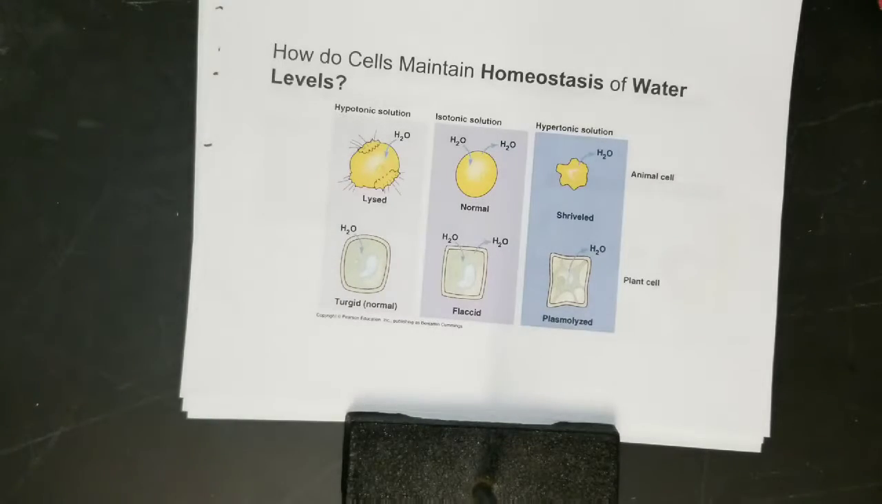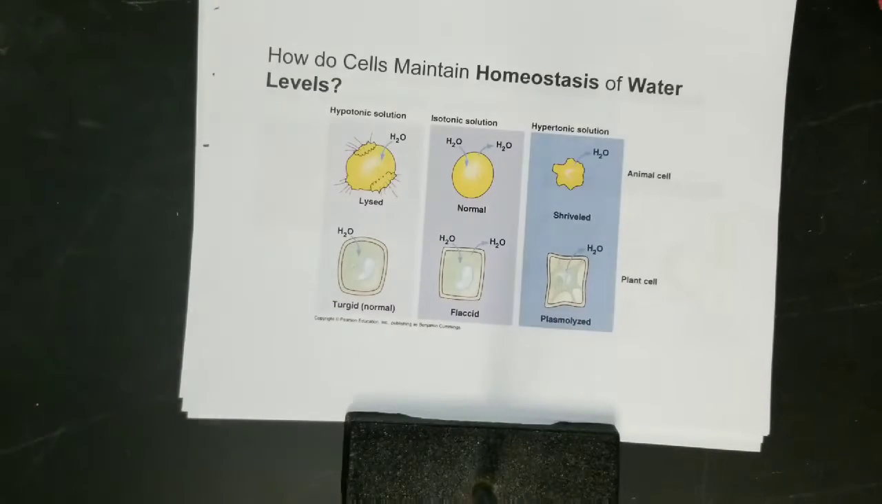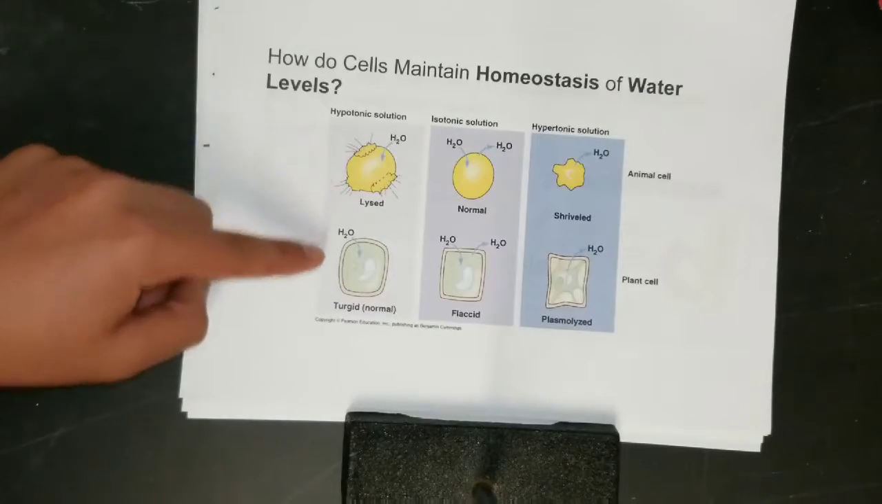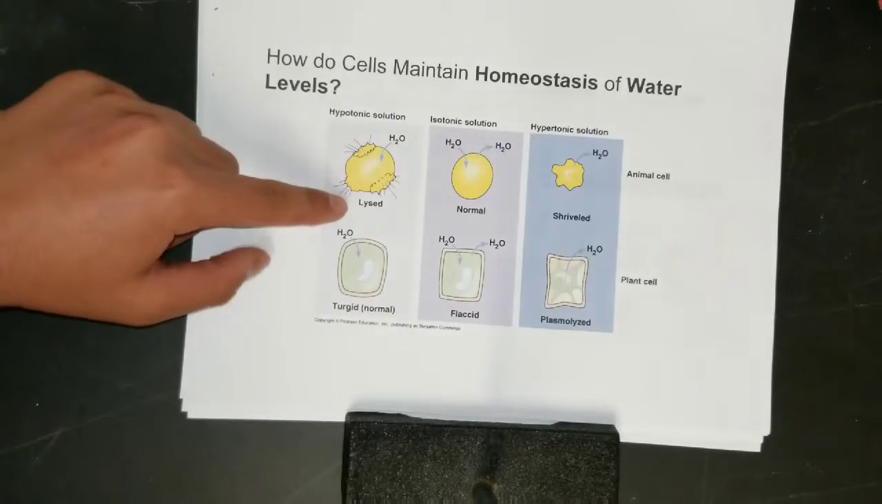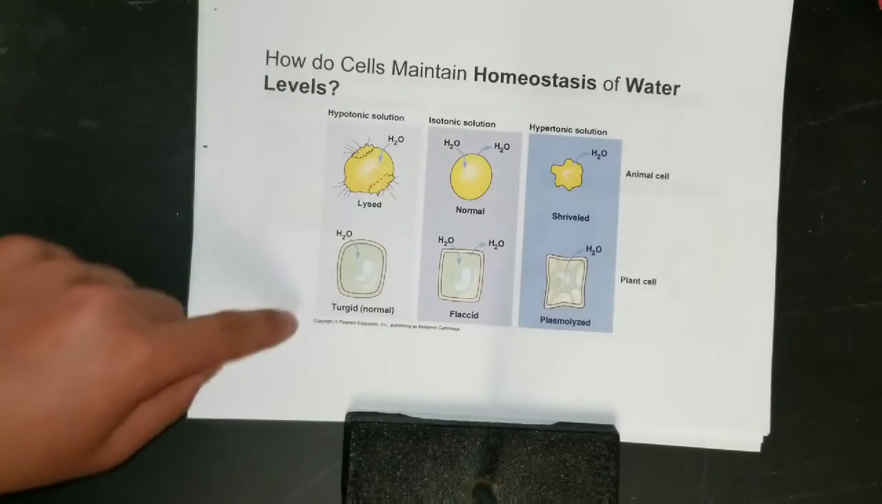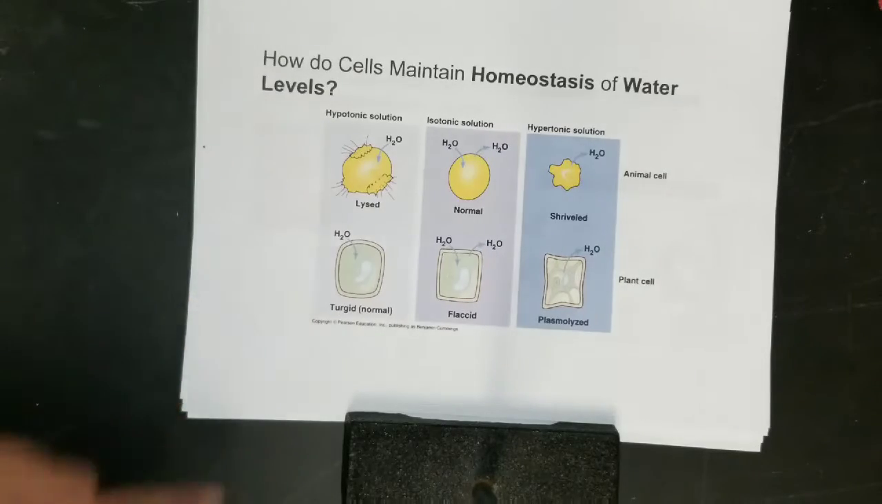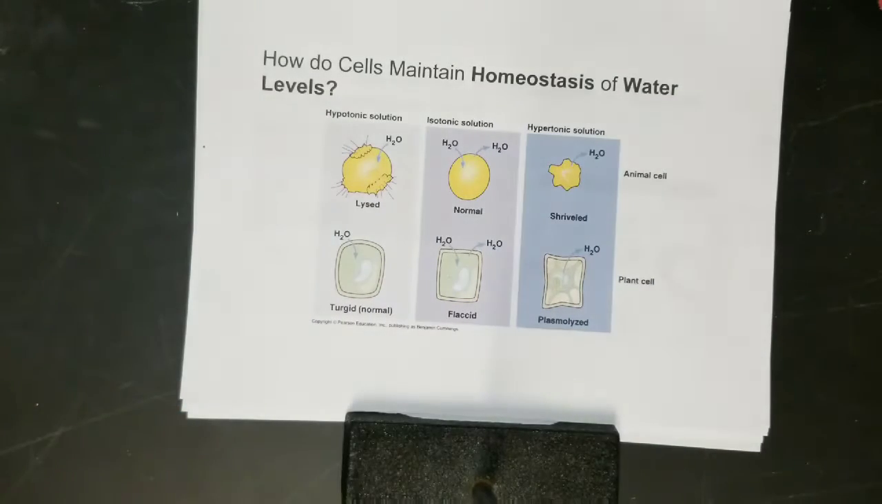This is referred to as a hypotonic solution, and we can see that the animal cell and the plant cell swell up due to the excessive amount of water entering them. An animal cell is referred to as lysed in this condition, and a plant cell is referred to as turgid in this condition. When the concentration of solutes is even on the outside and inside of the cell, it is referred to as an isotonic solution.